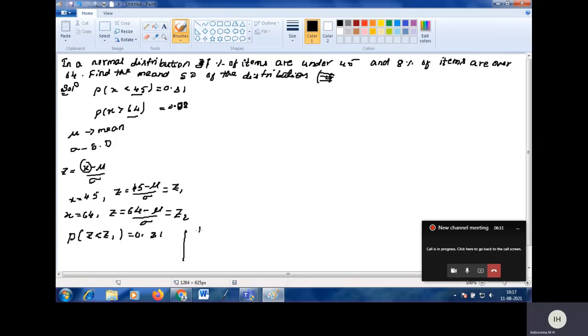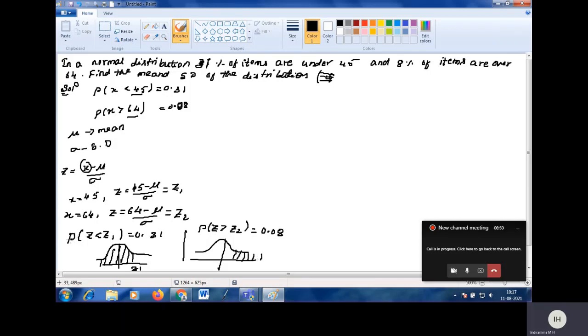And when x is greater than 64, that means Z greater than Z2, and they are given it as 0.08. I will consider this using the graph itself. As I told you, if you use the curve, it is very easy for us to analyze the problem. Less than Z1 means this area, and greater than Z2 means this area.